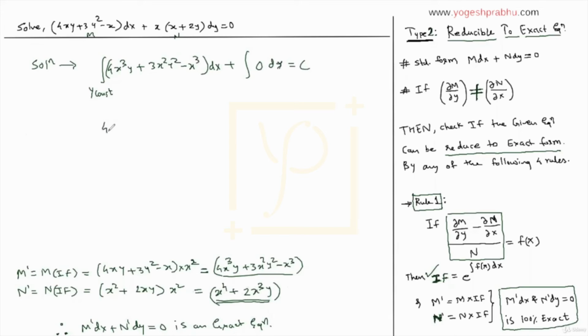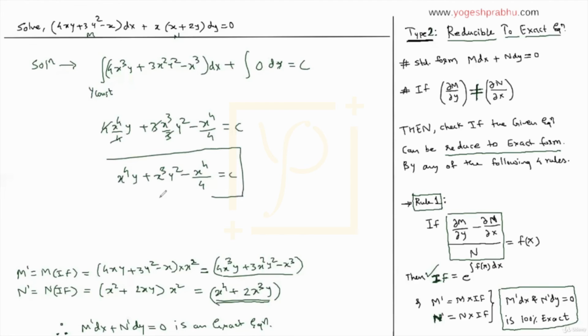So the answer will be, the integration here is going to be 4x raised to 4 by 4. Y is anyways constant. Now here again 3y square is constant. So you'll get 3x cube by 3. Y square is constant. And this will be minus x raised to 4 by 4. This was anyway 0. So right hand side is C. I'm sure we can simplify a few terms here. 4 cancels out. 3 cancels out. And then let's write down the final answer as x raised to 4 y plus x cube y square minus x raised to 4 by 4 is equal to c. And this here is the solution of the differential equation.